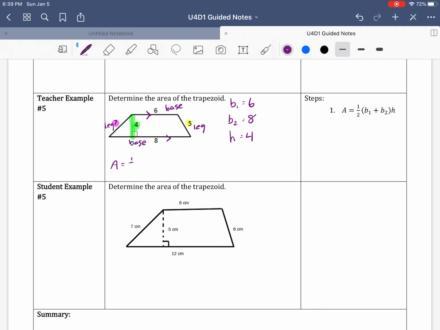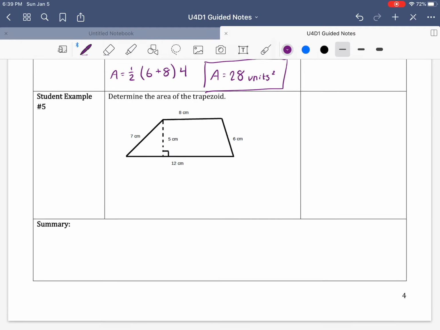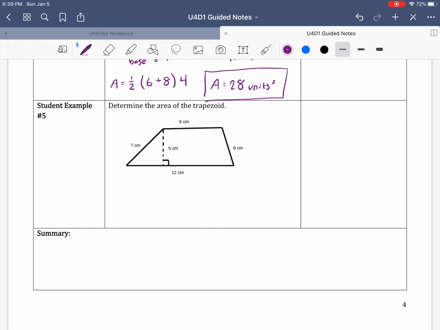So area equals 1/2, 6 plus 8 times 4. And I put that together, 6 plus 8 times 4 divided by 2. My area here is 28, and then units squared. So take a second and try student example number 5.